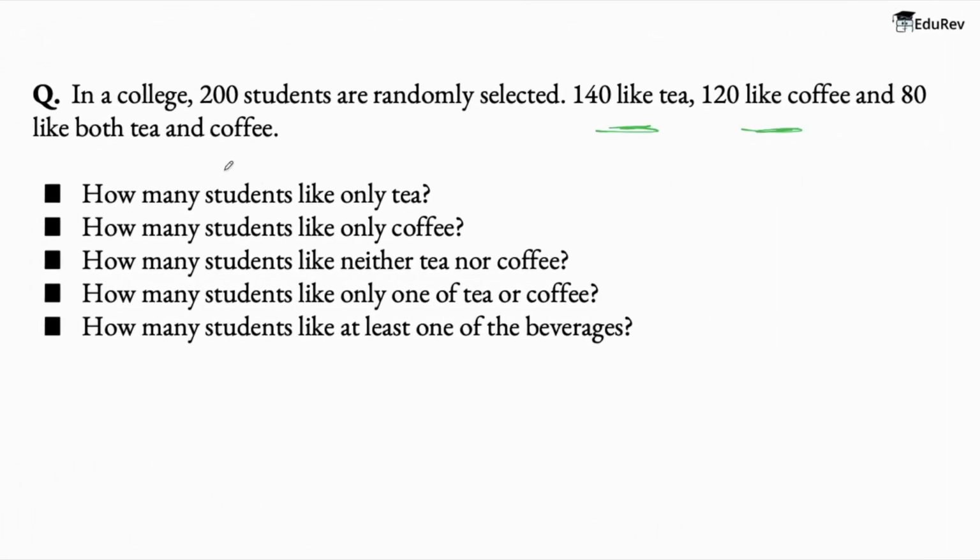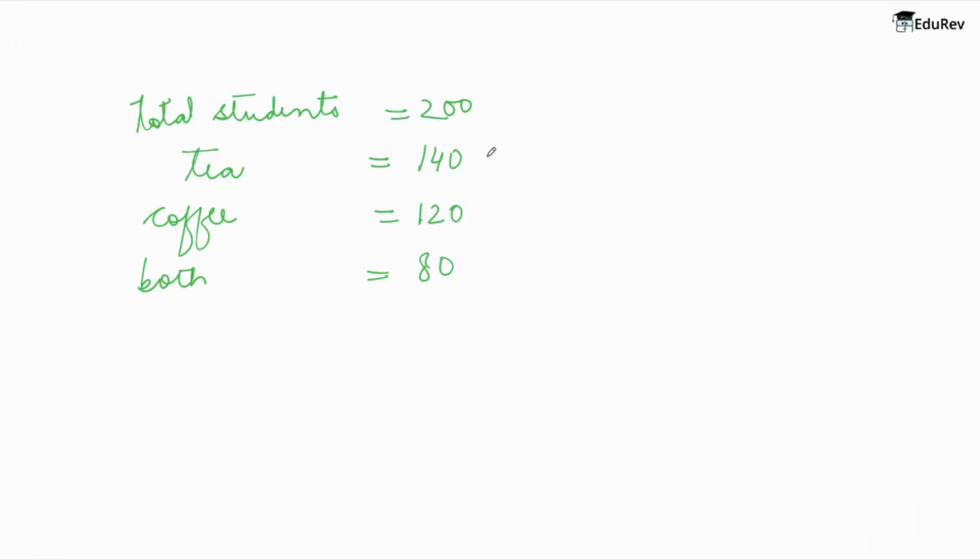Okay. So we need to find out how many of the students like only tea, how many of the students like only coffee, how many students like neither, how many students like only one of tea or coffee, and how many like at least one of the beverages. Okay. So let's draw a Venn diagram to represent this.